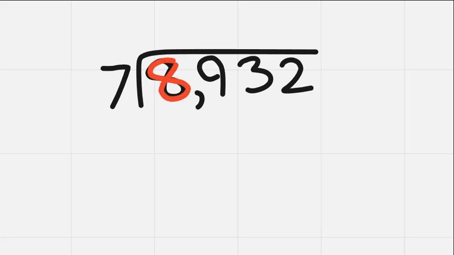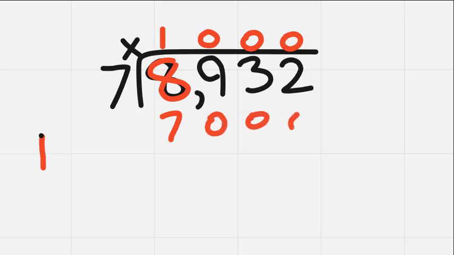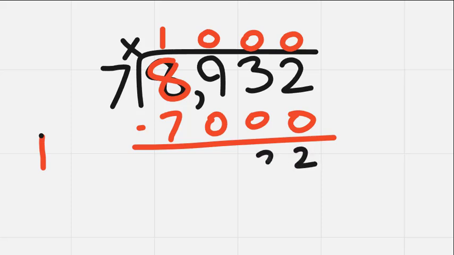Let's count the sevens. 7, 14. That's too high, so only one 7 can fit into 8. We'll put a 1 up top, zeros as placeholders, and then we multiply. 7 times 1 is 7, and then add the zeros. Then we subtract. 2 minus 0 is 2, 3 minus 0 is 3, 9 minus 0 is 9, and then 8, 7, 6, 5, 4, 3, 2, 1.